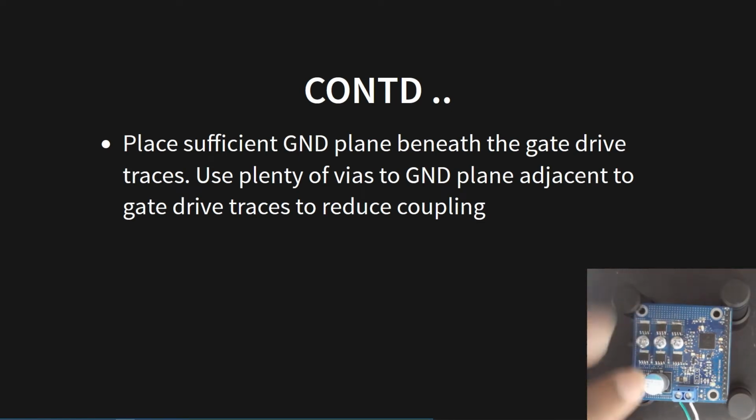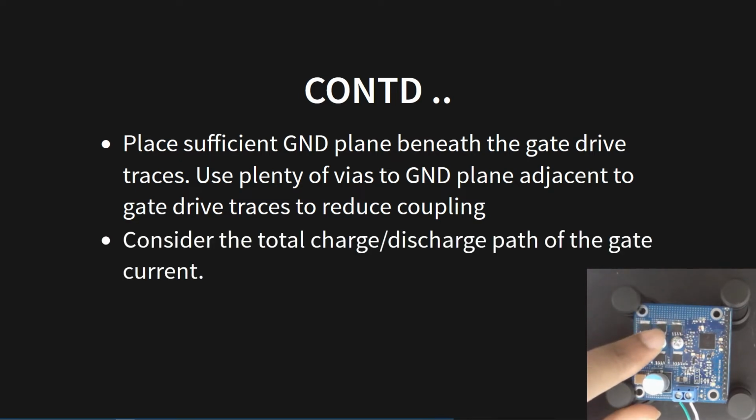Another thing that I've done for this particular design is place sufficient ground planes beneath the gate drive. Use plenty of vias to connect the ground plane. When you say vias, it's more about placing them adjacent to the trace width. And then this is something that I don't completely understand, but I will probably research in the future: consider the total charge and discharge path of the gate current. So how is the gate current actually charging and how is it discharging? What is the path?